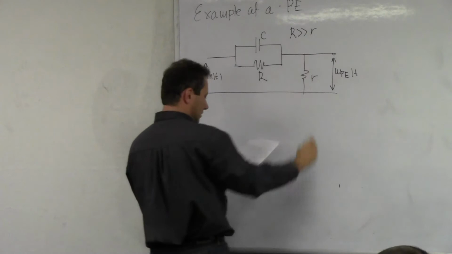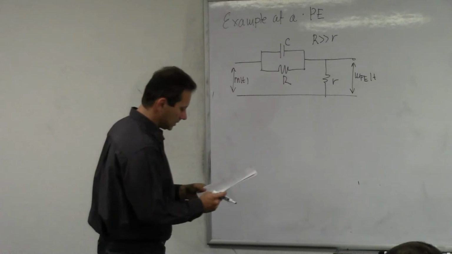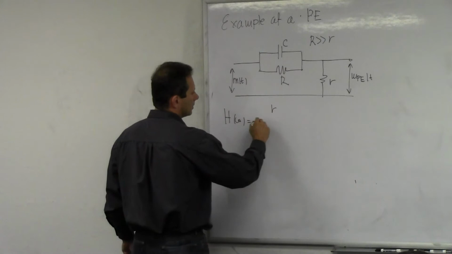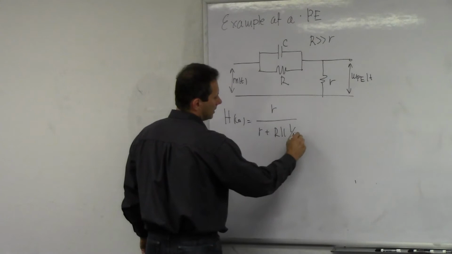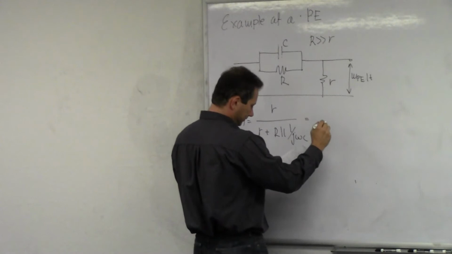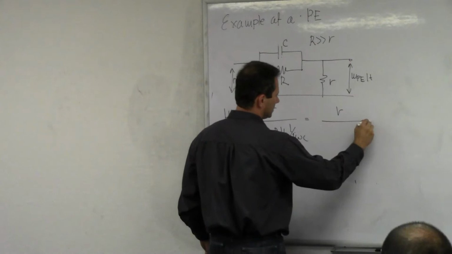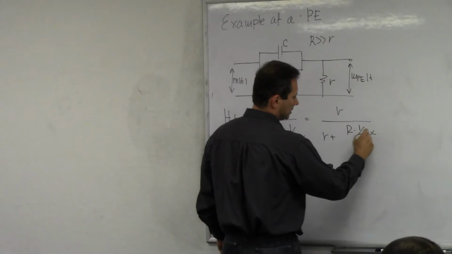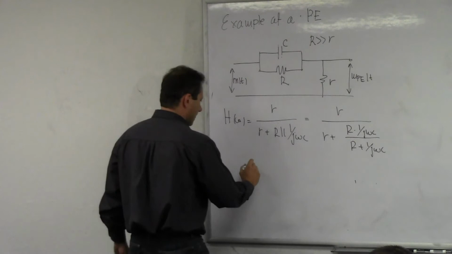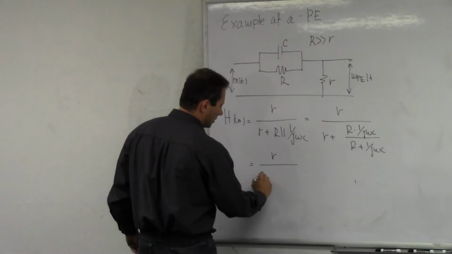So, how cool is this? A very, very simple circuit, right? Let's determine the frequency response of the circuit. H of omega is going to be r over R plus r in parallel with 1 over j omega C. I have a voltage divider. So this is r, R plus r times 1 over j omega C over r plus 1 over j omega C. If I multiply top and bottom by j omega C, I get r over R plus r, 1 plus j omega C R.